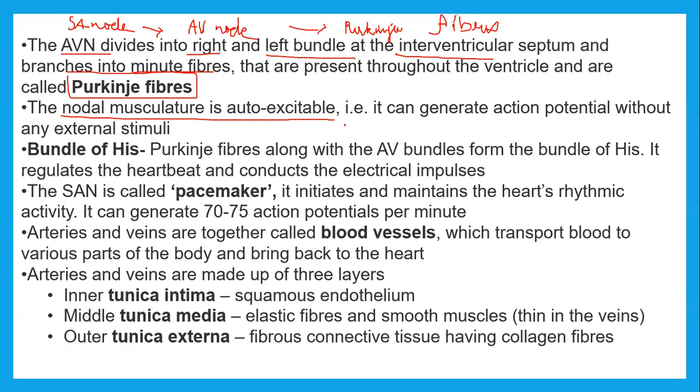They are auto-excitable. Then the bundle of His, the Purkinje fibers along with the AV bundles forms the bundle of His. It regulates the heartbeat and conducts the electrical impulses. The sinoatrial node is also known as the pacemaker that initiates and maintains the heart's rhythmic activity. It can generate nearly 70 to 75 action potentials per minute. Very important question. 70 to 75 action potentials per minute.